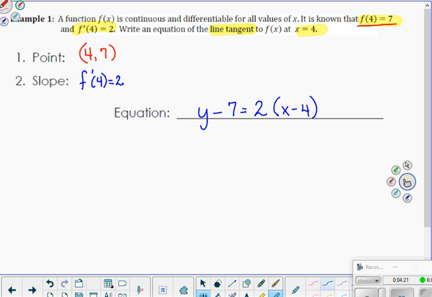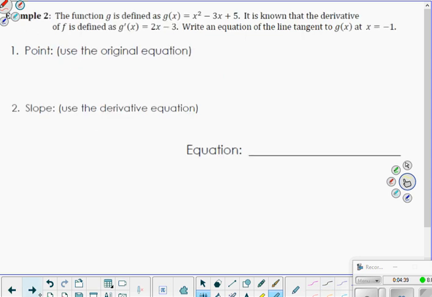You want to write above there where things came from? This is what we did. We'll leave the 4 there. Okay. That was an easy one. Everything was provided. Let's look at example 2.